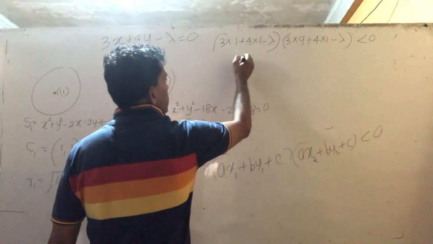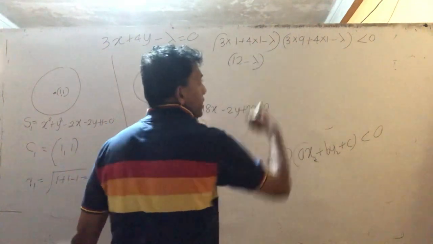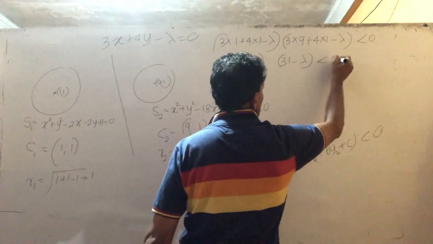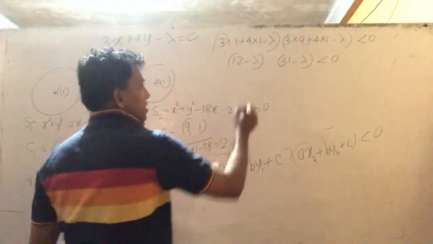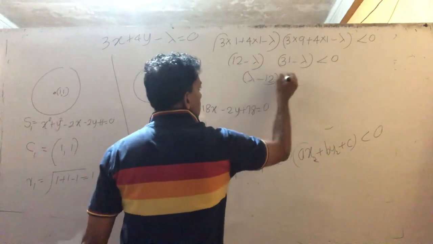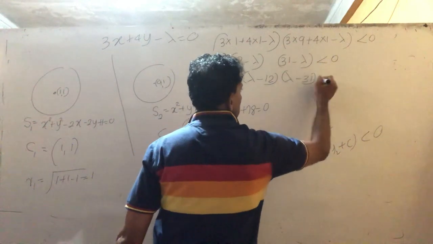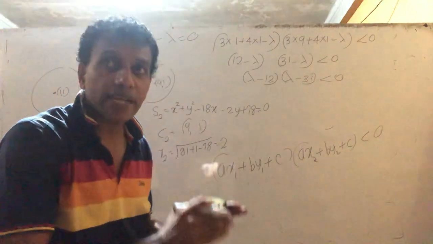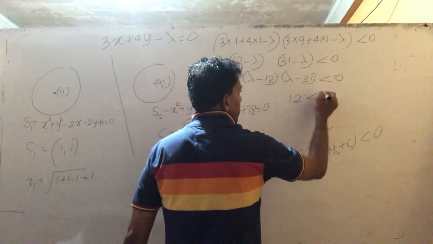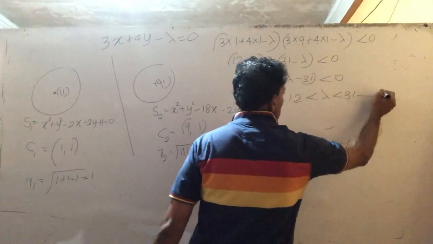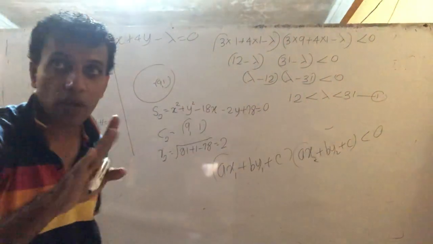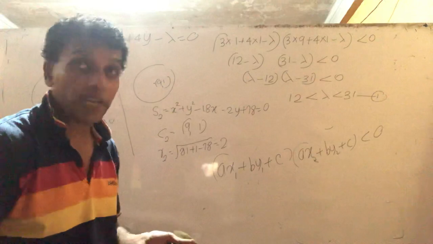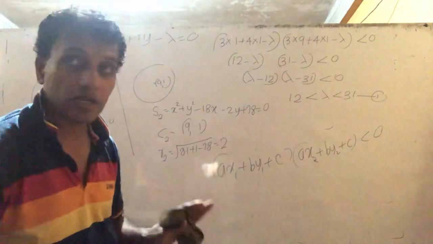So here we have 12 minus lambda, into 27 plus 4, 31 minus lambda, less than 0. Can I change it to lambda minus 12, lambda minus 31, less than 0? So what is the inequality idea? Less than 0 means the values are between the least and the highest. Therefore 12 less than lambda less than 31. See, this is not the answer. Check the answer options: no 12 to 31 is available. So it's not enough to get the answer. This condition alone is not enough.